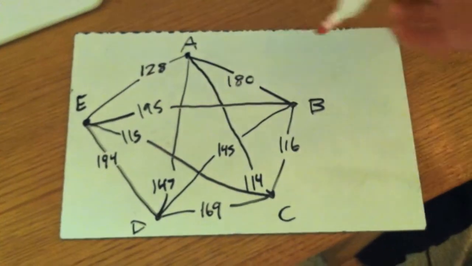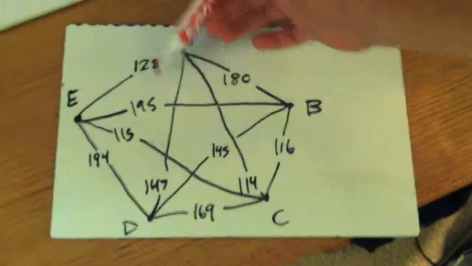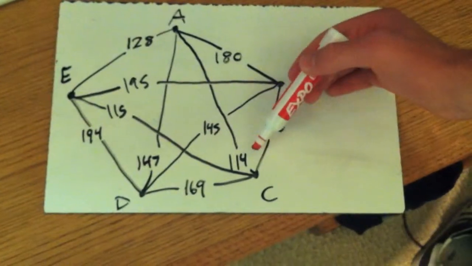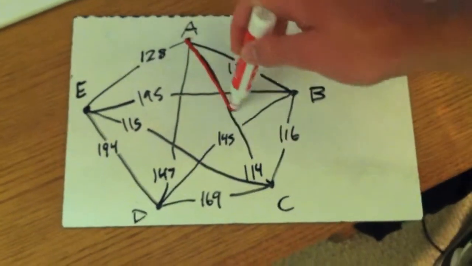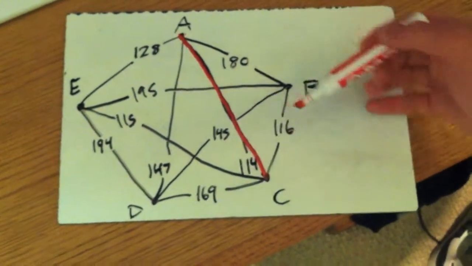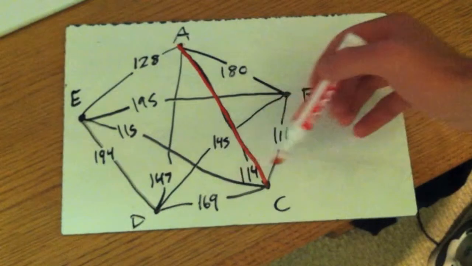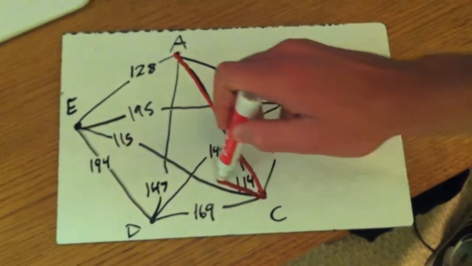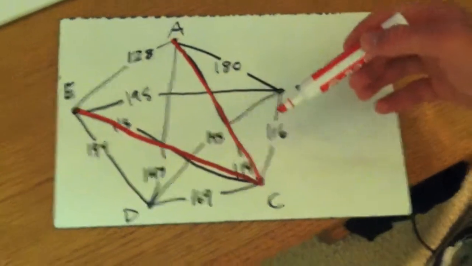Identify the vertex that serves as the starting point, which would be A. From the starting point, choose the edge with the smallest weight. Move along this edge to the second vertex. C has the smallest weight at 114. From the second vertex, choose the edge with the smallest weight that does not lead to a vertex already visited. This would be E with 115.